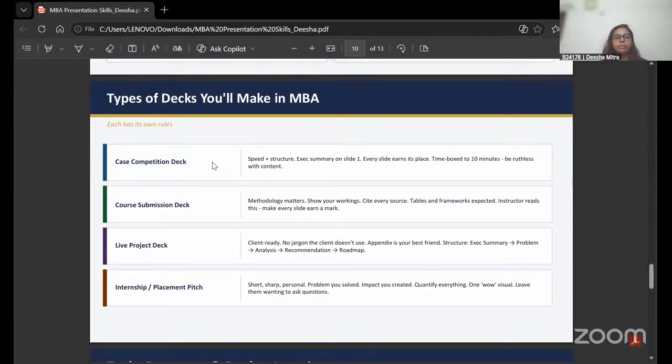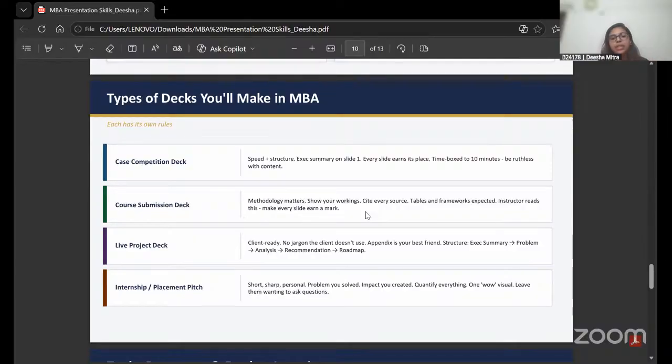Then we move to your course submission deck. These are basically your classroom presentations, like the group assignments or any individual assignments you have. So here the audience is again different, right? Here you are doing it for your professor. So what a professor looks at sometimes is different from what a recruiter or a case competition judge would be looking at, right? So in course, for example, you have to talk about a lot of frameworks explicitly.